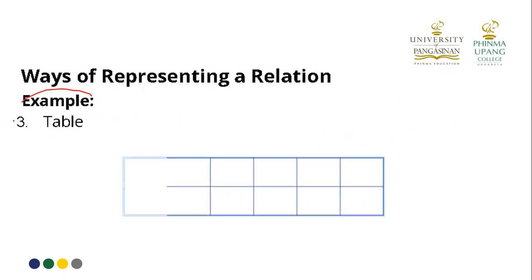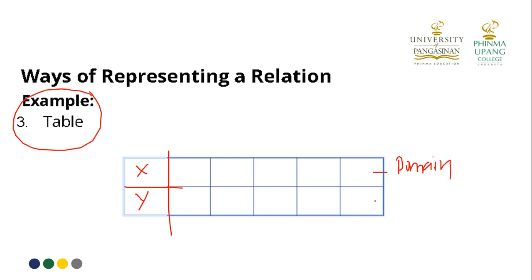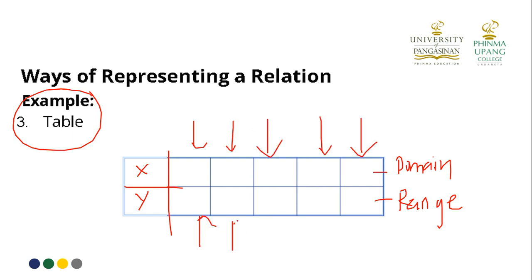And the third one is the table, wherein the upper boxes are the x values and the lower boxes are your y values. So this is your domain and this is your range. Alright? All the values given in the top row are x values or domain. All the values given in the bottom row are what we call range.